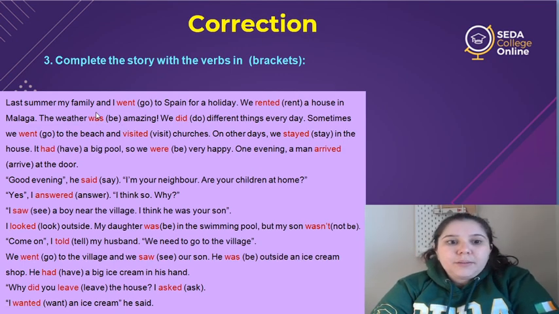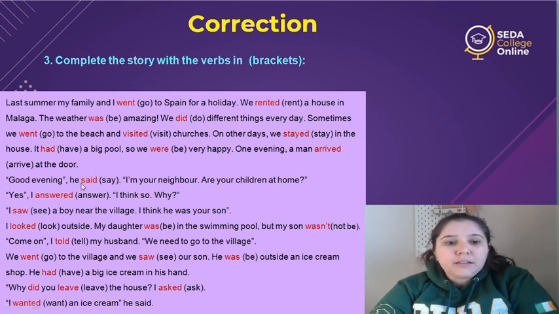Last summer, my family and I went to Spain for a holiday. We rented a house in Malaga. The weather was amazing. We did different things every day. Sometimes we went to the beach and visited churches. On other days, we stayed in the house. It had a big pool, so we were very happy. One evening, a man arrived at the door.